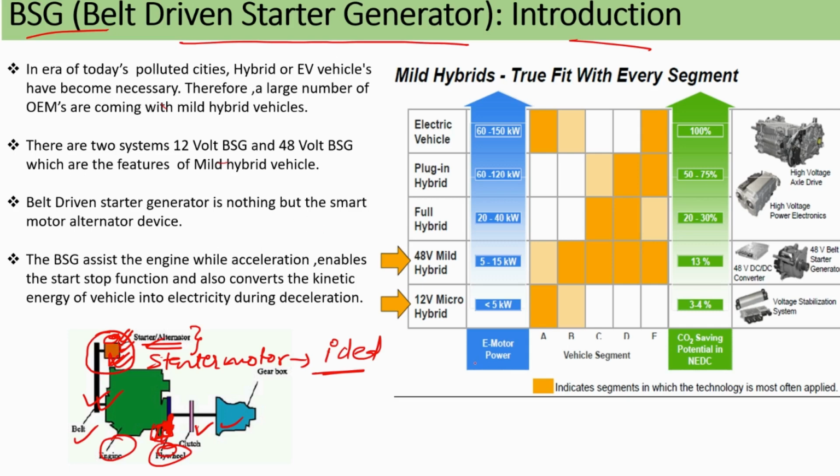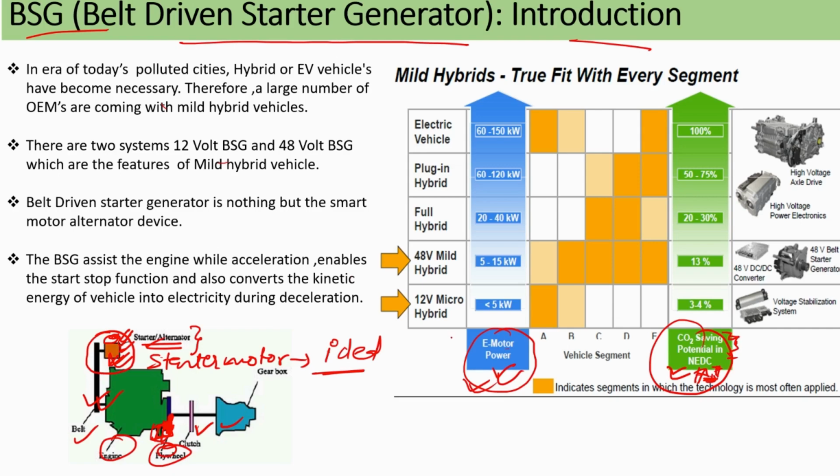But before going to that, in the beginning of this video I told you the terms electric vehicle, plug-in vehicle, hybrid, full hybrid, mild hybrid, micro hybrid. So I will tell you based on which factor these are segregated. This is e-motor power, and this is your CO2 saving potential in NEDC. NEDC is a European standard or agency which controls this and gives the data on this.